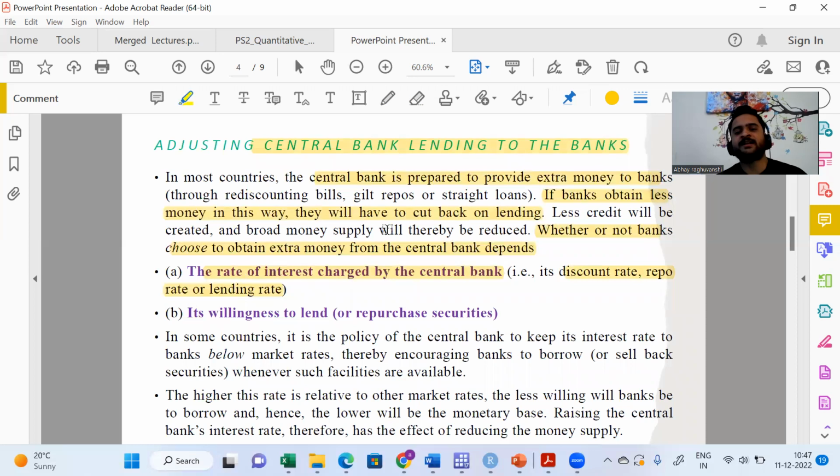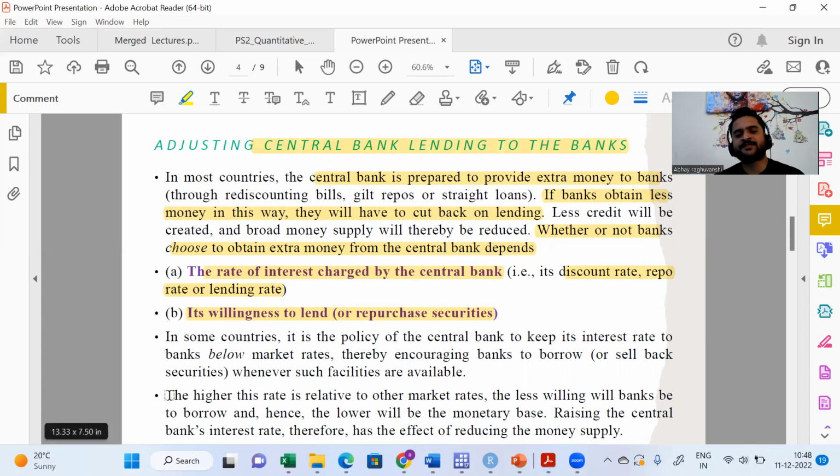And the second important factor in deciding how much the commercial banking system will borrow from the central bank is its willingness to lend. Okay. So basically, this is one of the tools with which the banks can borrow money from the central bank, because the central bank is the bank of all banks. So if any bank is facing a liquidity crisis, it can borrow from the central bank as well. So by regulating the amount of borrowing by the commercial banking system, the central bank can have an impact on the money supply.